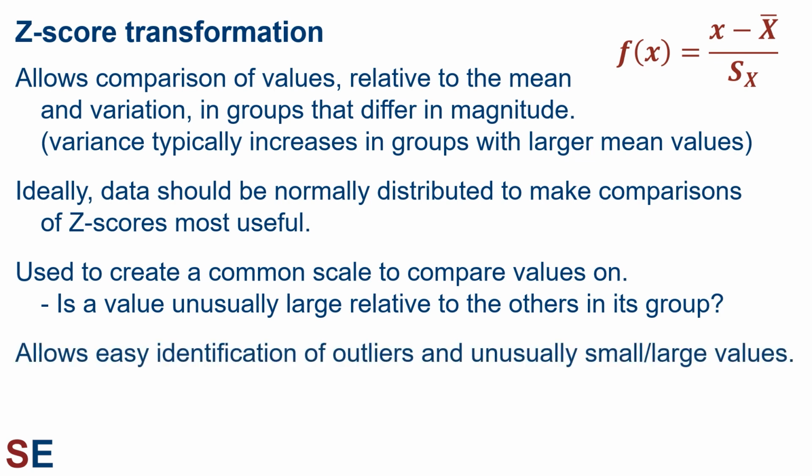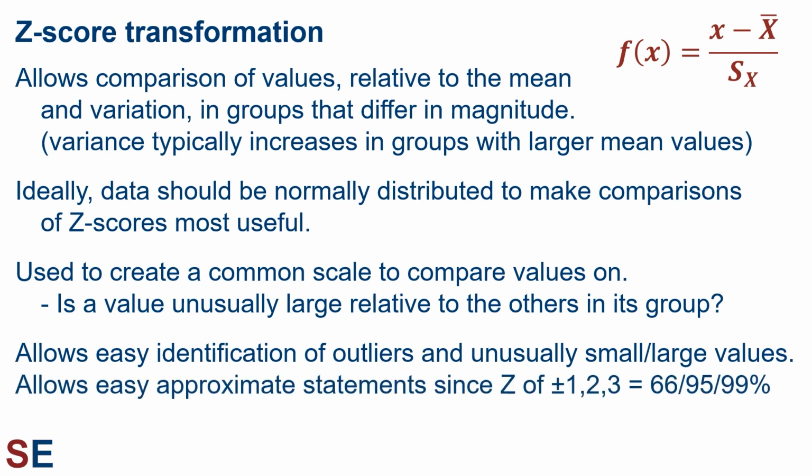In addition to allowing this kind of scaling, the Z-score transformation allows easy identification of outliers, unusually small or large values, using a more objective method than just eyeballing them. It takes into account the overall variation when identifying unusually different values. The Z-score transformation also allows easy approximate statements, since z-scores of plus or minus 1, 2, and 3 encompass 66%, 95%, and 99% of the data. As long as you have data that's normally distributed, or at least close, the z-score method is one of the best ways for comparing relative values across different datasets.